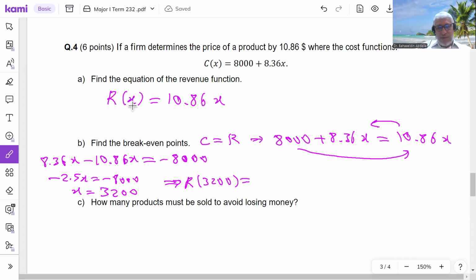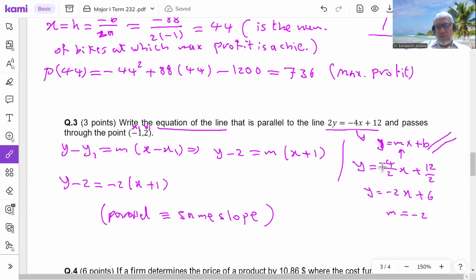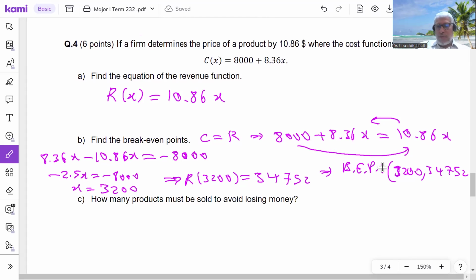So for example, I replace x by 3,200 in the revenue function. So I multiply 10.86 times 3,200, and the answer is 34,752. So this is y. So I can say that the break-even point is (3,200, 34,752). Okay. So this is the break-even point.